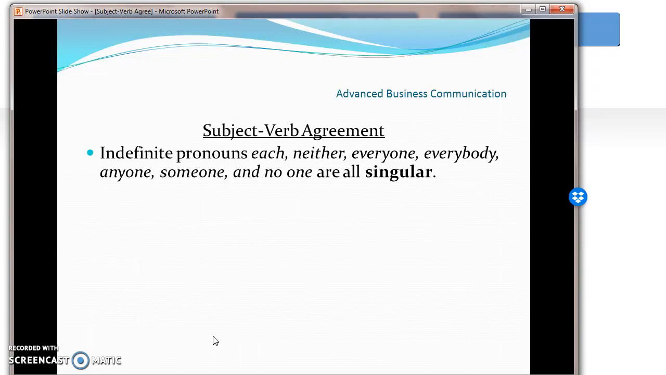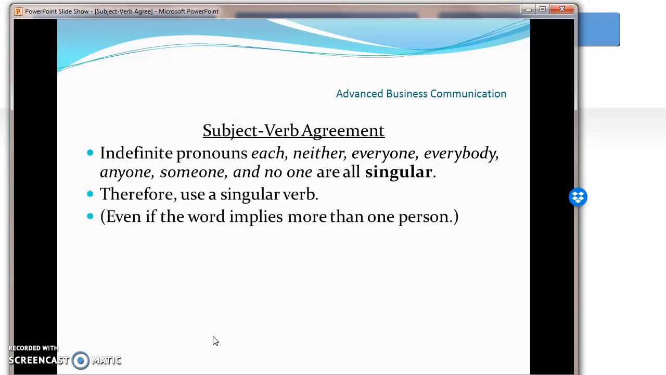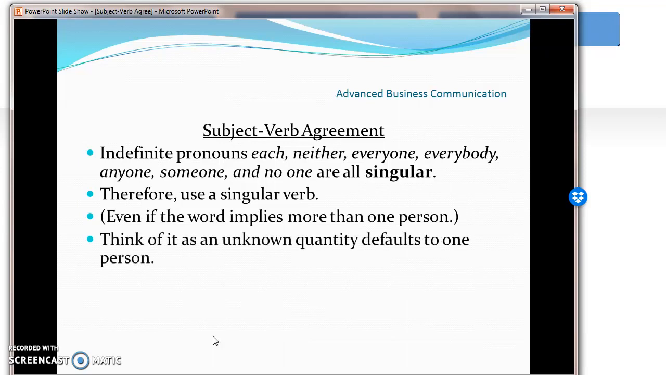There are certain indefinite pronouns: each, neither, everyone, everybody, anyone, someone, and no one. All of those are treated as singular, so use a singular verb. Now here's where it's kind of weird: even if the word implies more than one person, and a word like everybody certainly does. Think about it like this: it's one of these nouns of an unknown quantity. It sort of defaults to one because we don't know how many more than one we're dealing with.